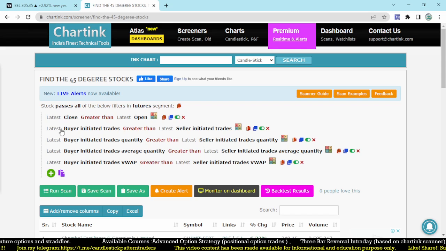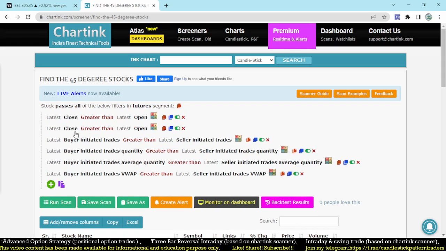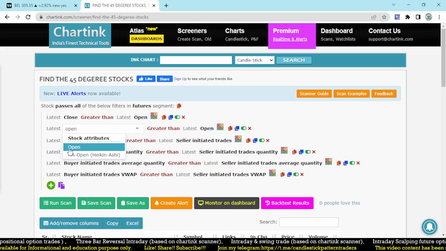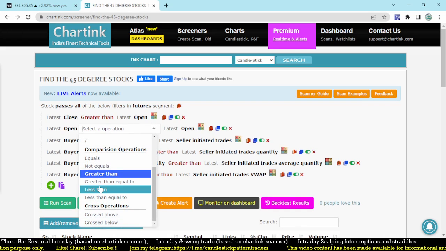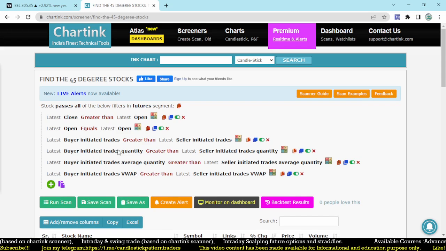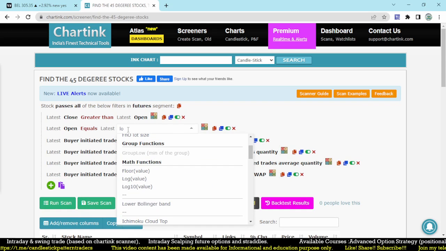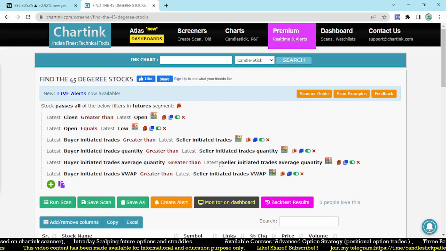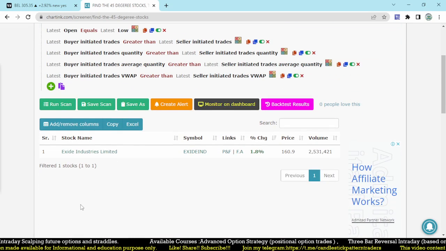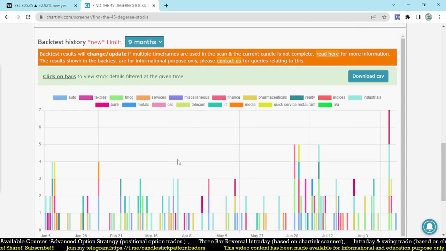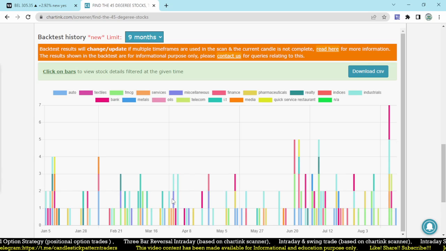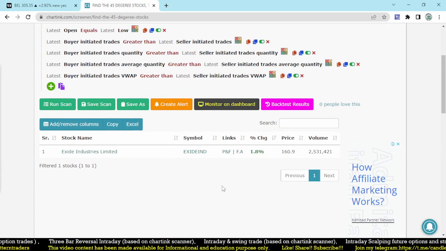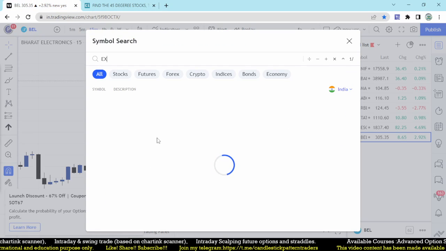If you are finding close greater than open, another condition we can create is open equal to low, which gives better chances of finding bullish stocks. Open equal to low, then this condition will filter out a few. Oh my god, only one stock for the day. Maybe this is a scanner we can use. It is Cust Industries. Let's go and check Cust.